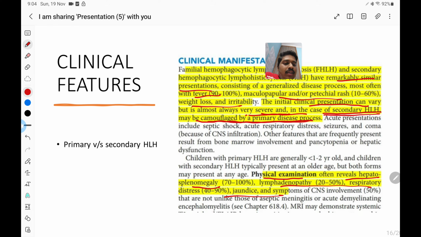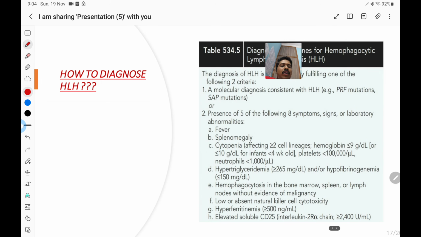Okay, so secondary HLH typically presents at an older age. Our child was also 14 years. So this is how we correlate textbooks and patients. Okay, that's when you actually learn. So how do we diagnose HLH?